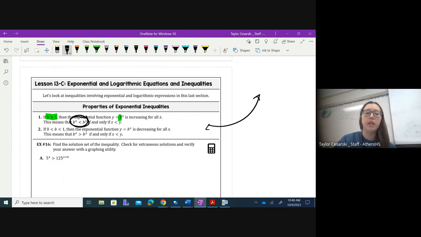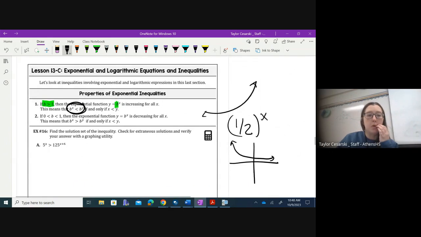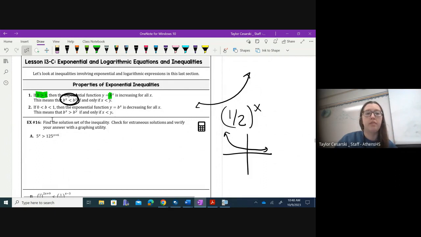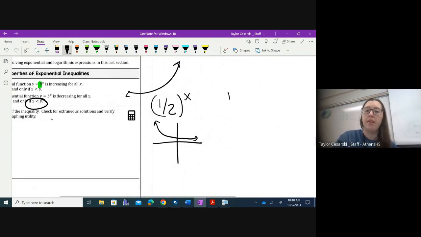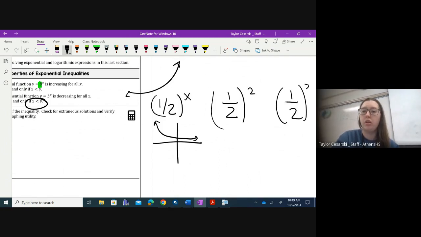Now, where it gets a little bit tricky is if I have a base like 1/2 to the x, that is between 0 and 1, then we know that it's a decreasing function that looks like this. So essentially, if you have b to the x is greater than b to the y, then x will be less than y because it's decreasing. For example, if I had 1/2 to the second and 1/2 to the third, this is 1/4, this is 1/8.